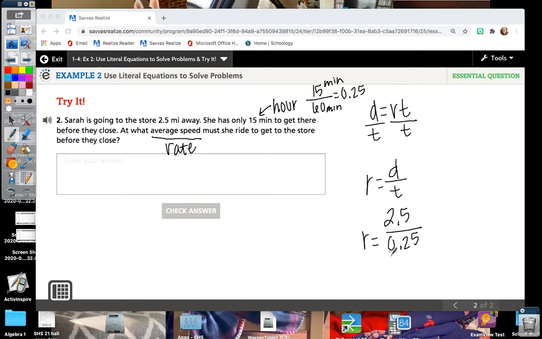Okay, and then we just plug this in our calculator. 2.5 divided by 0.25, and that's going to give us 10. But remember, when we have word problems, we have to use our correct units. So this is 10, her average speed, miles per hour. So 10 miles per hour. Perfect.